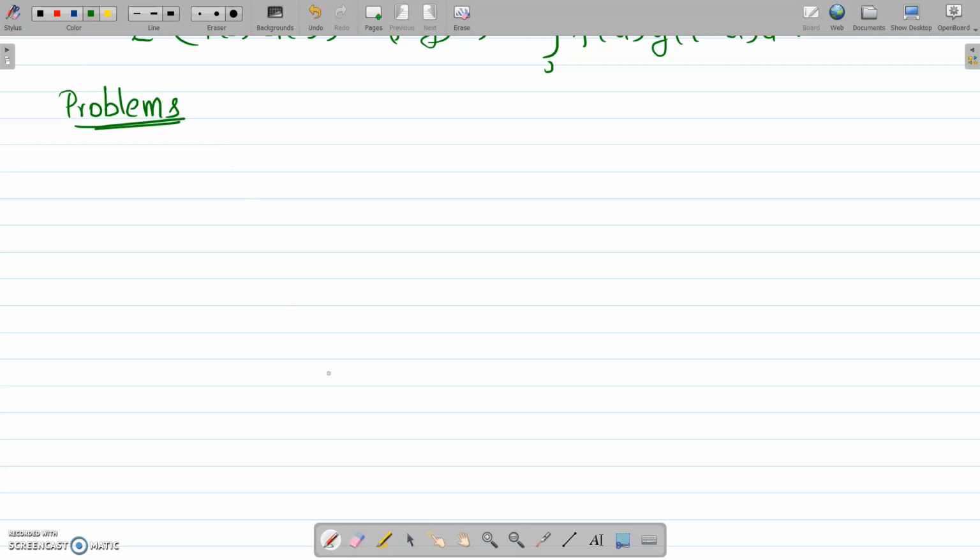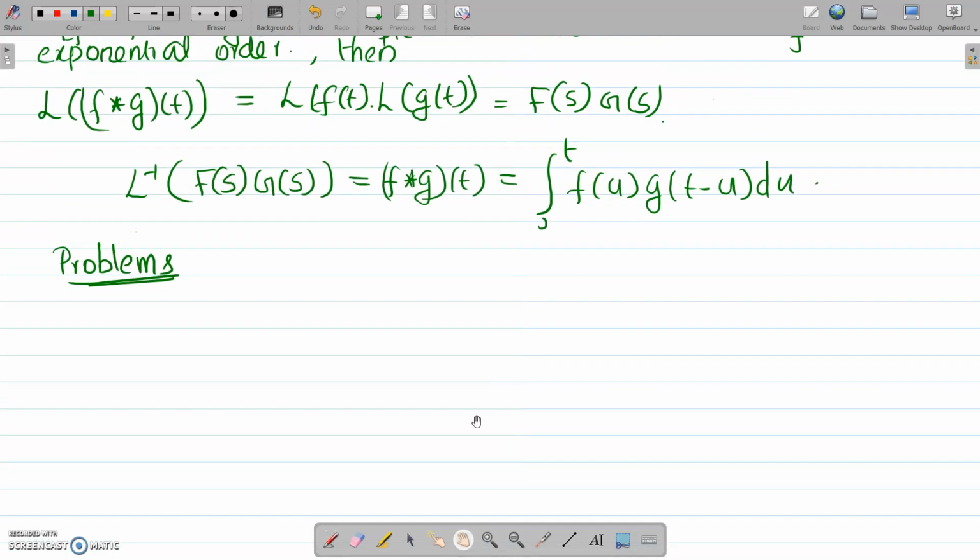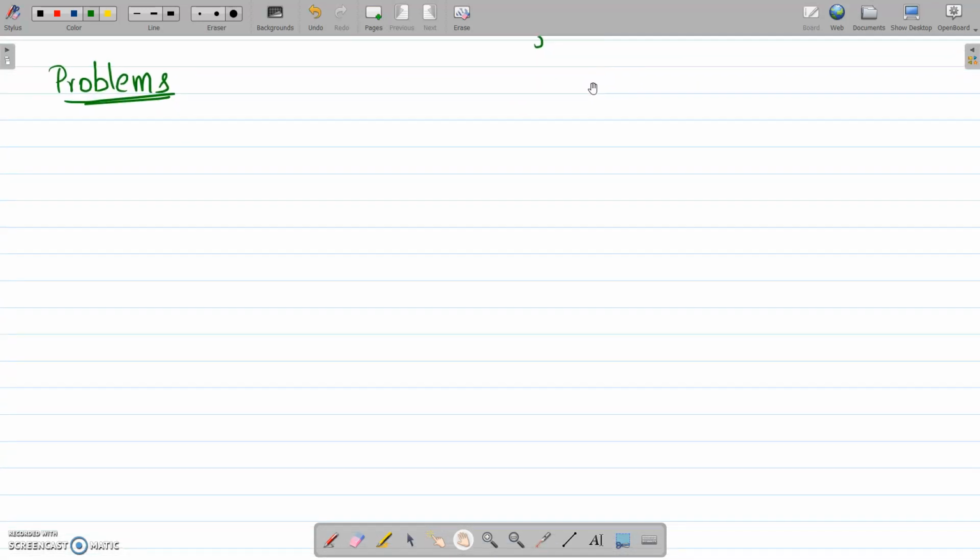The statement says that L inverse of f of s into g of s is given by f star g of t. Here small f and small g are the inverse transforms of f of s and g of s; evaluate the inverse Laplace transforms, then substitute in f star g of t, which is defined by the integral of f of u into g of t minus u du.